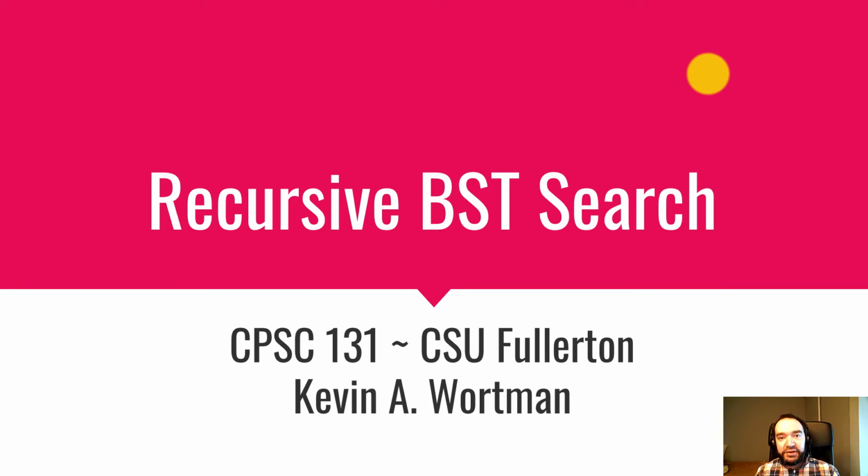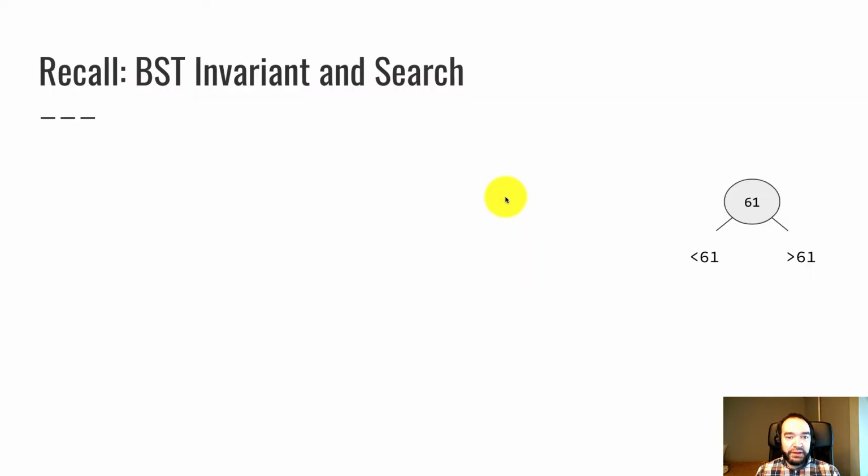And we also saw in the previous video the linear recursion pattern on binary search tree nodes. We're going to put those two together and we're going to end up with a search algorithm that uses the linear recursion approach. Let's recap the binary search tree invariant and the search process from that earlier video.